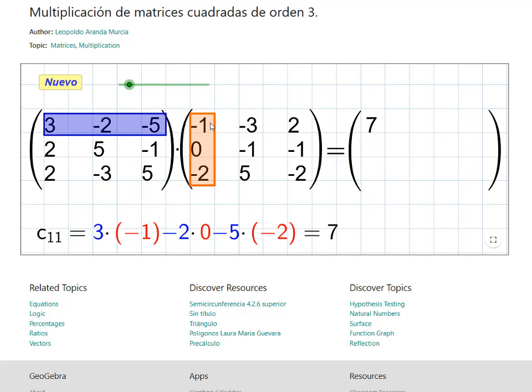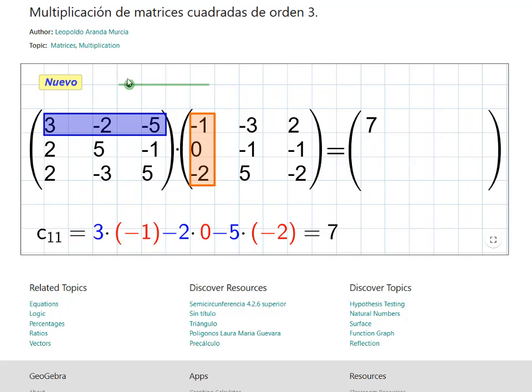So 3 times negative 1 is this, negative 2 times 0, 5 times negative 2. So the blue numbers are coming from here, red numbers are coming from here. You just multiply them together as though it's a dot product, and you find 7. So that 7 goes here, gives you just one number. So you can see there's quite a lot of complex calculation just to get the first number, and then that's the same for the rest of them.